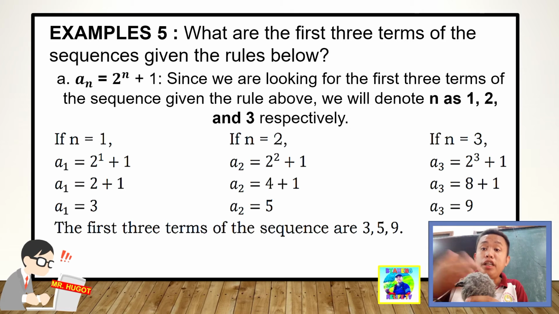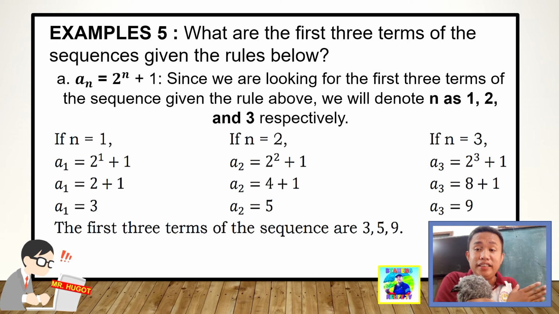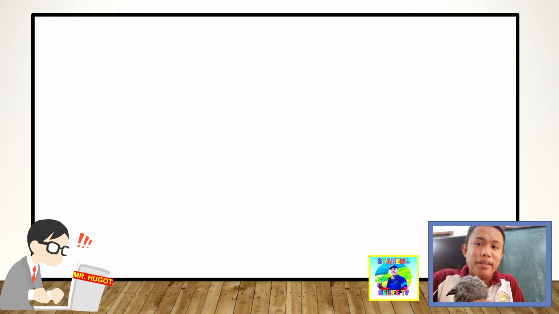So guys, napakasimple ng pag-solve ng rules nito, especially if we're talking about series and sequence. Simple lang, isubstitute mo lamang yung n as 1, 2, and 3, and definitely meron ka ng first term, second term, and third term. Just be careful with your computation para hindi ka magkamali.